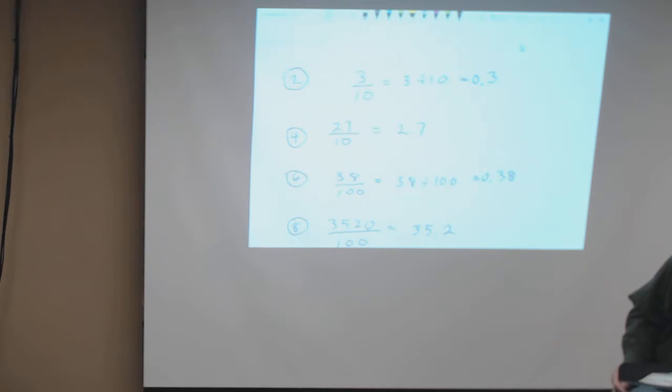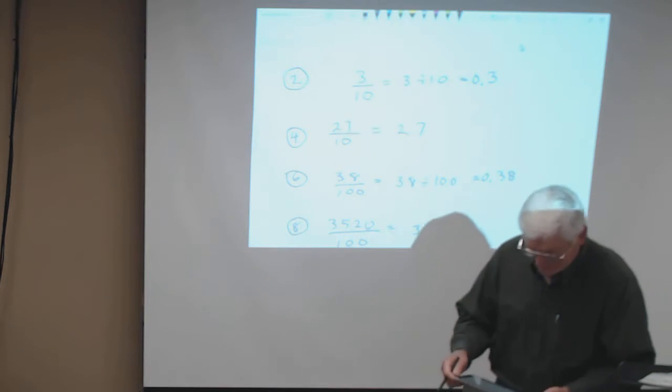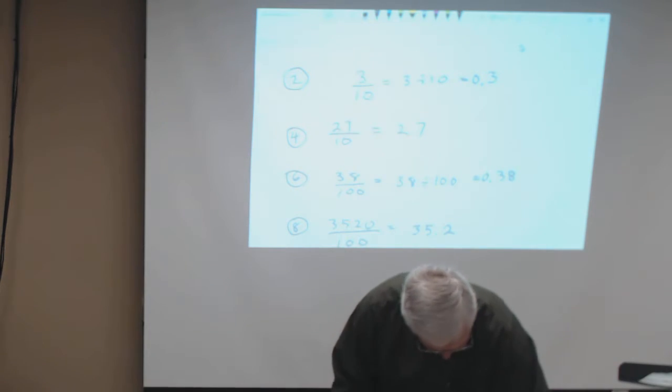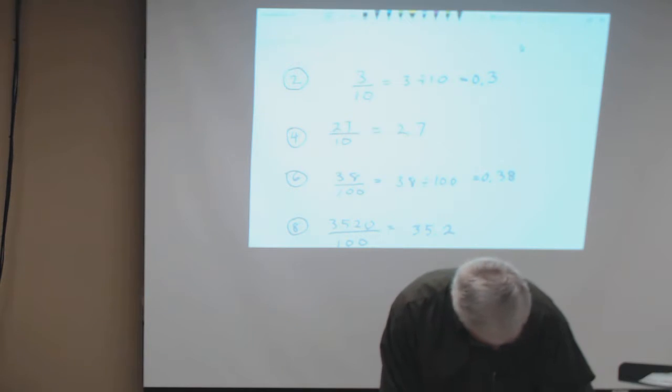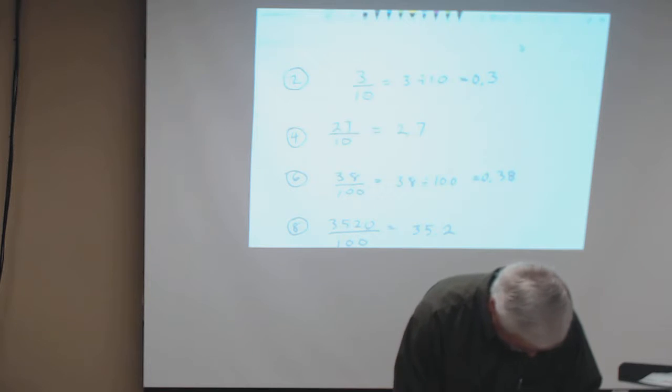On page 290, exercise 5.5, problem number 2, write each number in decimal form, which says I better get my calculator out because you're going to need one. If you don't have one, go get one.